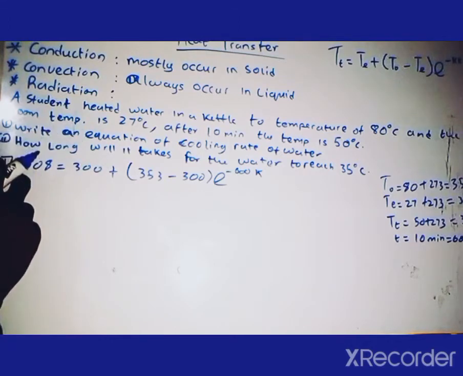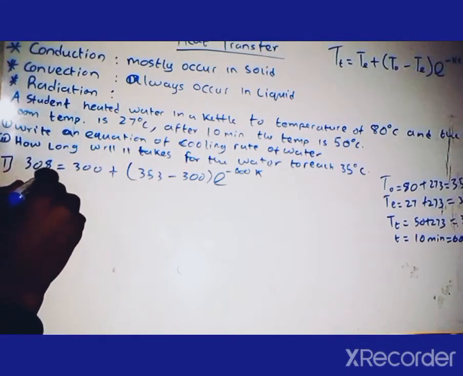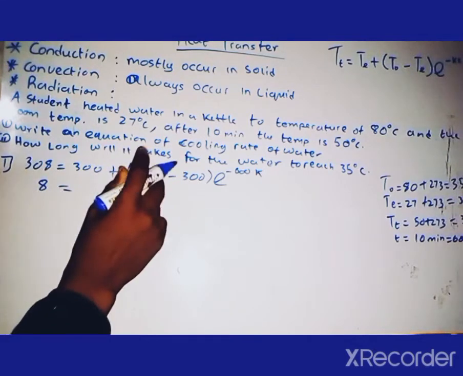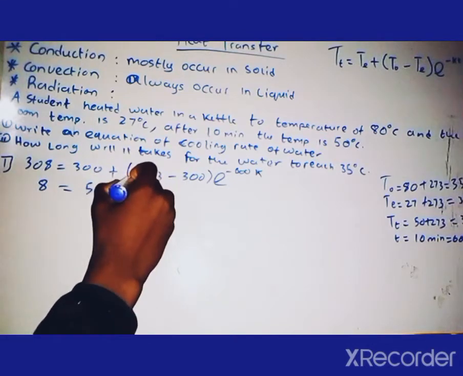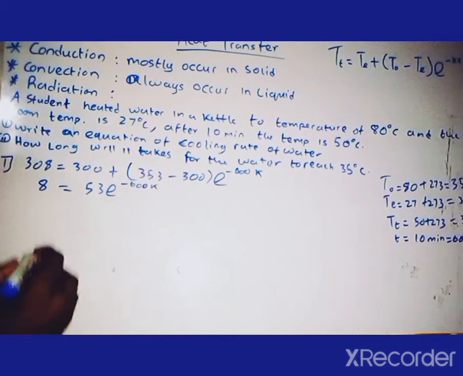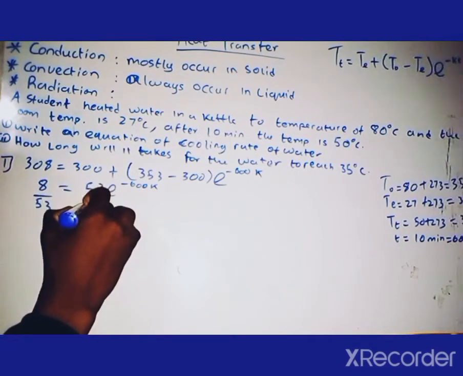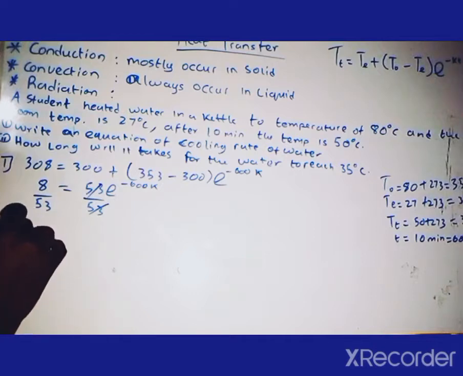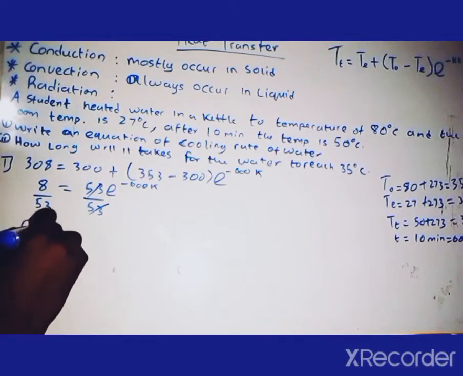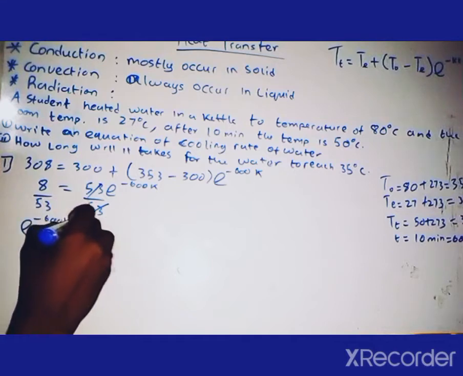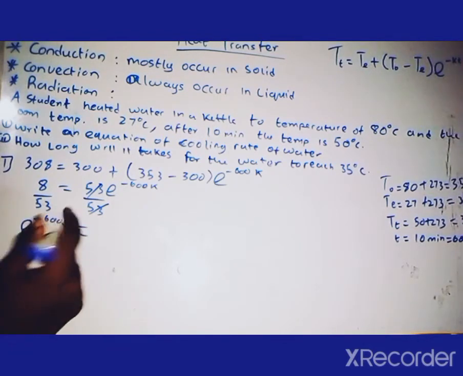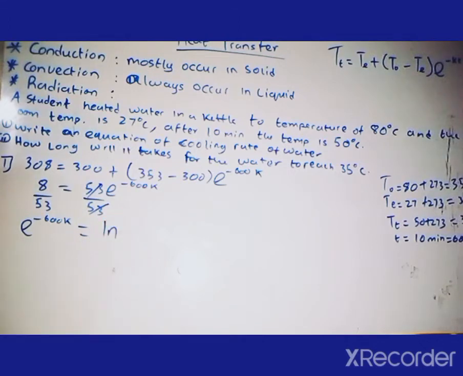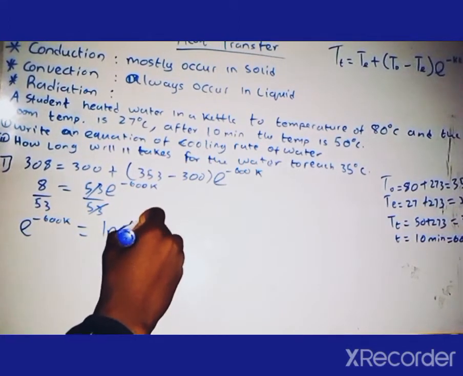So 308, this one comes to this place. I have 308 minus 300 is 8. Then 353 minus this, I have 53 exponential minus 600k. Then I divide by 53. So now my exponential 600k will now be what? To remove this exponential, it is the logarithm to base e. So taking the logarithm of both sides, this one will now be natural logarithm of what? 8 over 53.